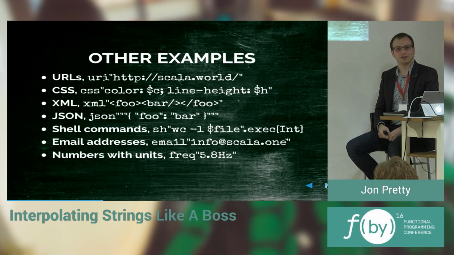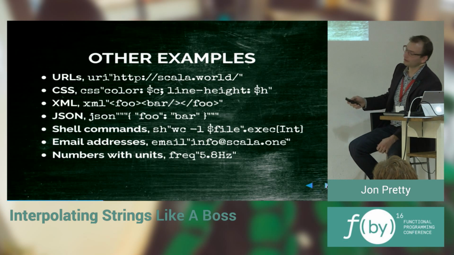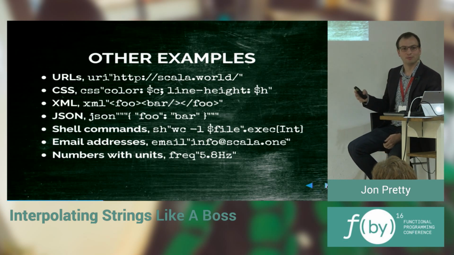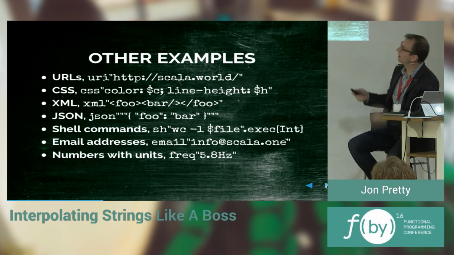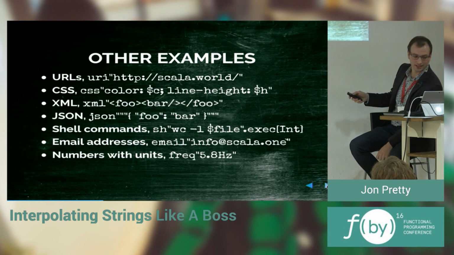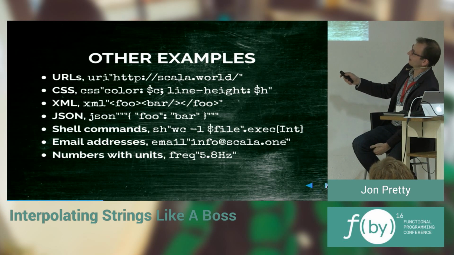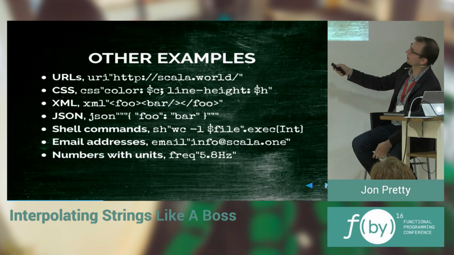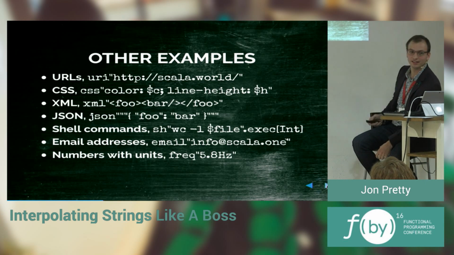And you can. One way you can do this is with interpolated strings. So what I would like to see, and what I've implemented in my Rapture library, is a lot of different interpolators that represent different DSLs of different sizes. So this is quite a small DSL. It just represents a URL.